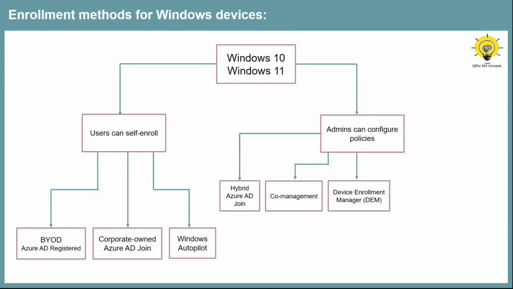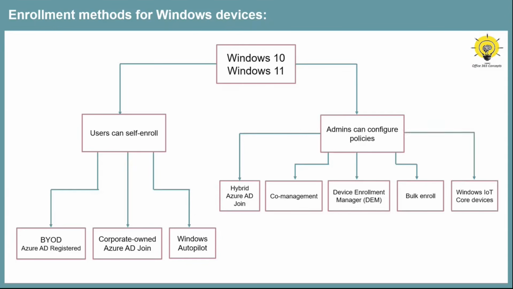Next type of admin level enrollment is Device Enrollment Manager. Device Enrollment Manager is a type of permission that you can assign to the users who can enroll and manage corporate-owned devices. Next, we have bulk enrollment that allows a large number of devices to be joined with Azure AD and to enroll in Microsoft Intune. In bulk enrollment, administrators create a provisioning package. Then, using a USB, they install the provisioning package to automatically enroll the devices in Microsoft Intune.